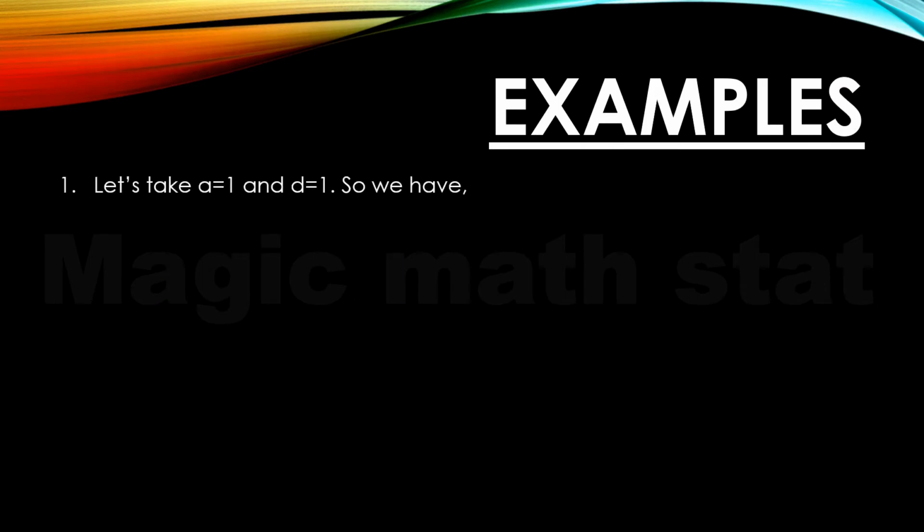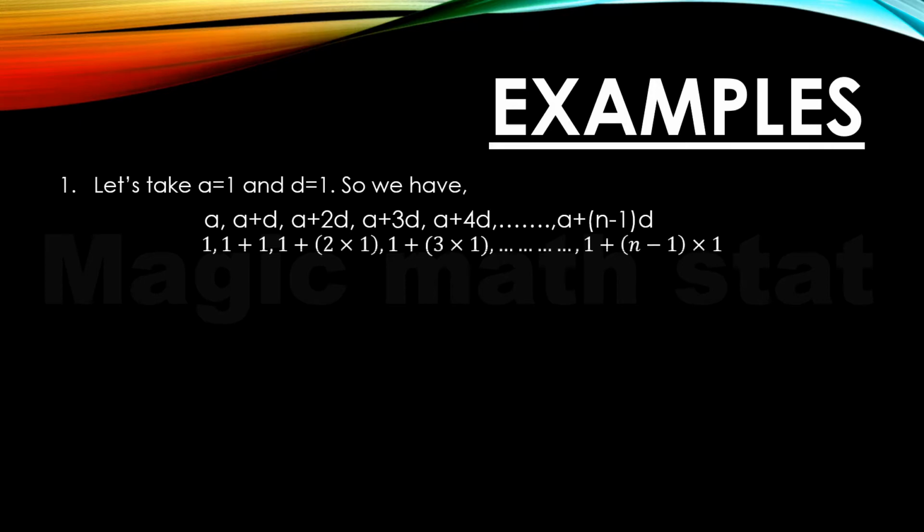Let's take A equals 1 and D equals 1. So, using the general form of AP, I can write the first term as 1, the second term is 1 plus 1, the third term is 1 plus 2 times 1, the fourth term is 1 plus 3 times 1, and it goes up to 1 plus (n minus 1) times 1. If you simplify every calculation, you will get 1, 2, 3, 4 up to n. So, the first n natural numbers are in AP.